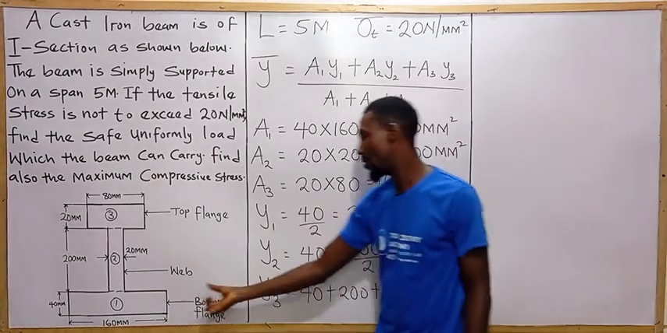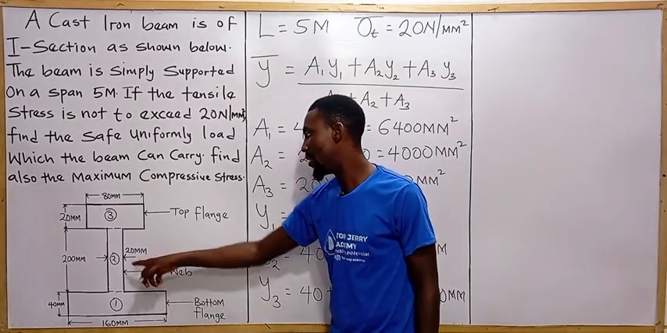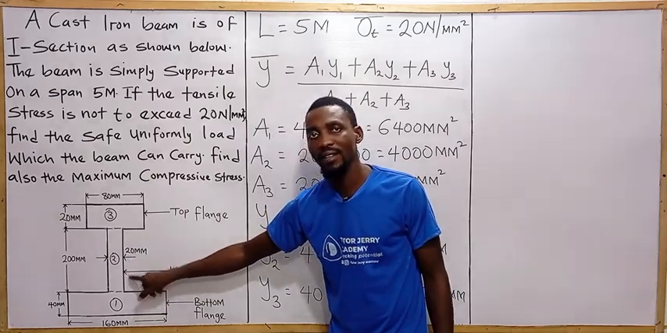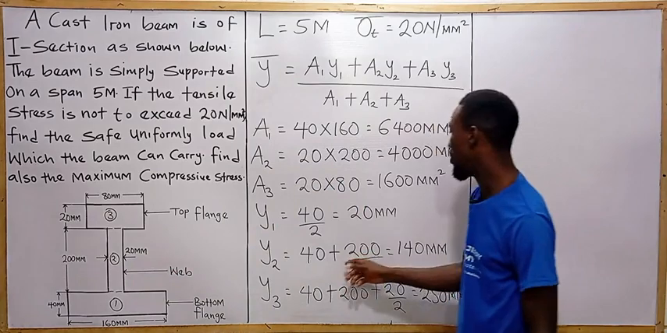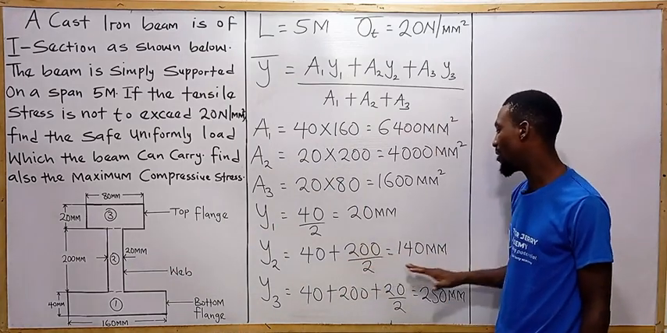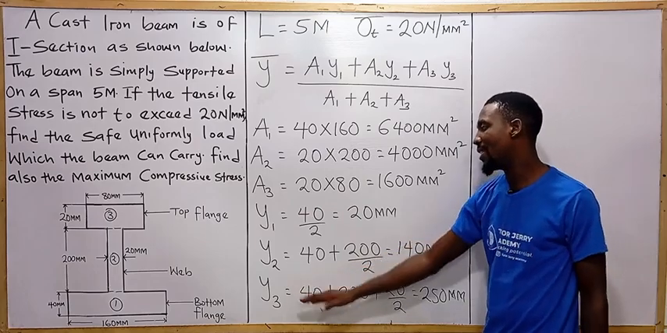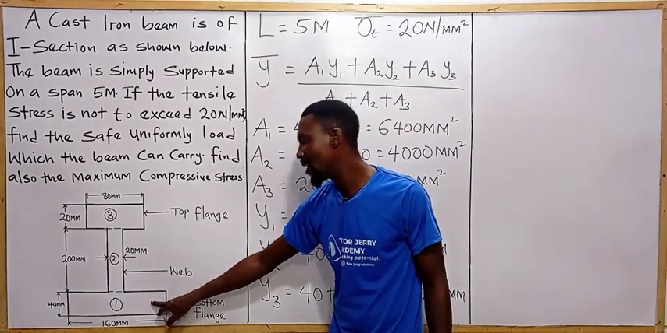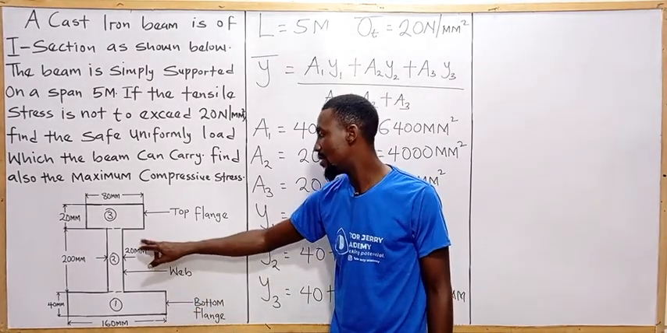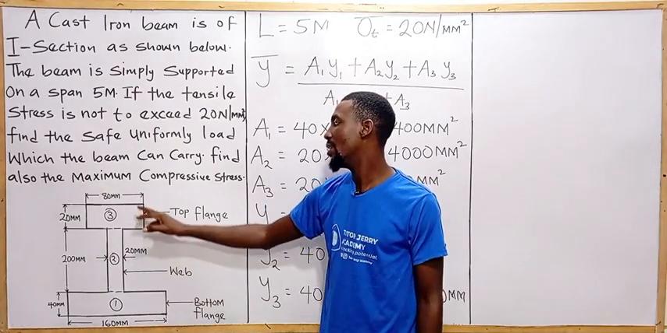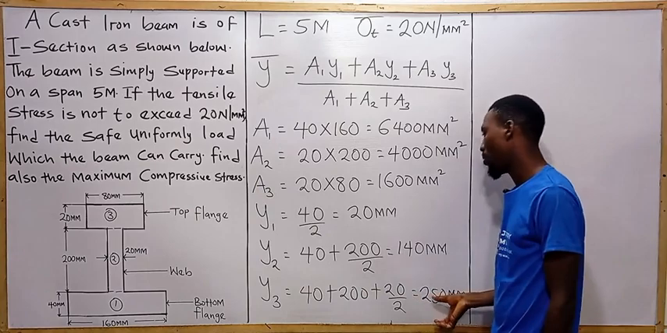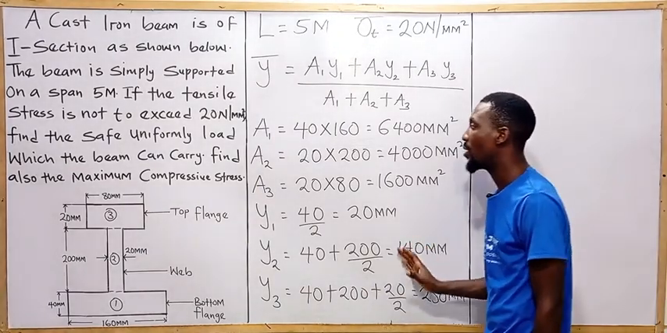For your y2, you are going to say 40 plus the length of our rectangle there, which is 200. So it's going to be 40 plus 200 divided by 2. And our y3 is the third rectangle. So it's going to be the first rectangle from the bottom surface plus the second rectangle from the bottom surface, then plus 20 divided by 2. So you are going to get 250. I hope you understand this.